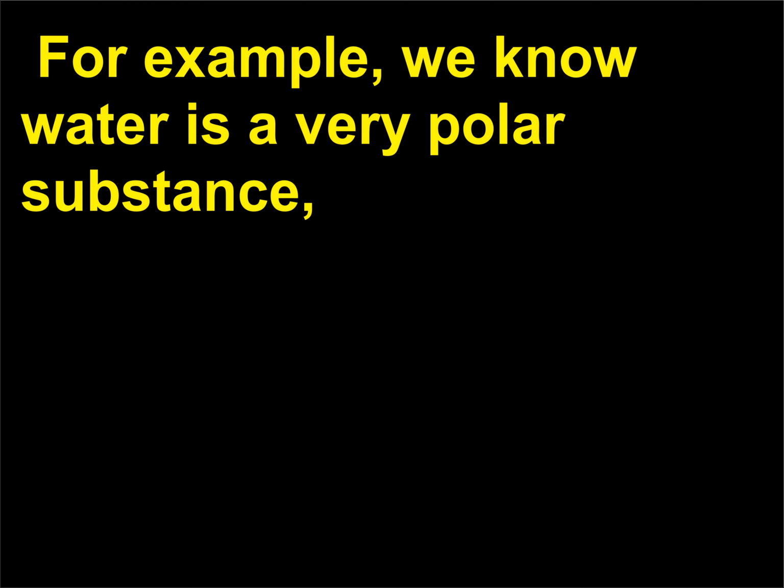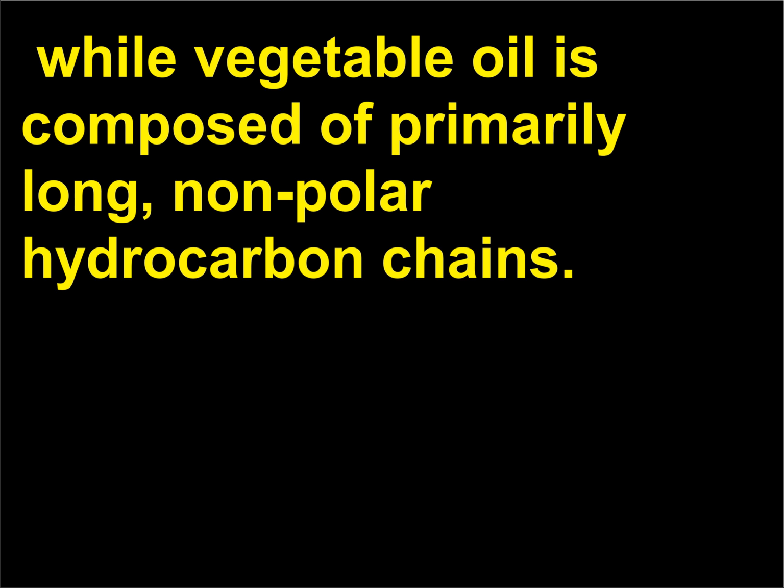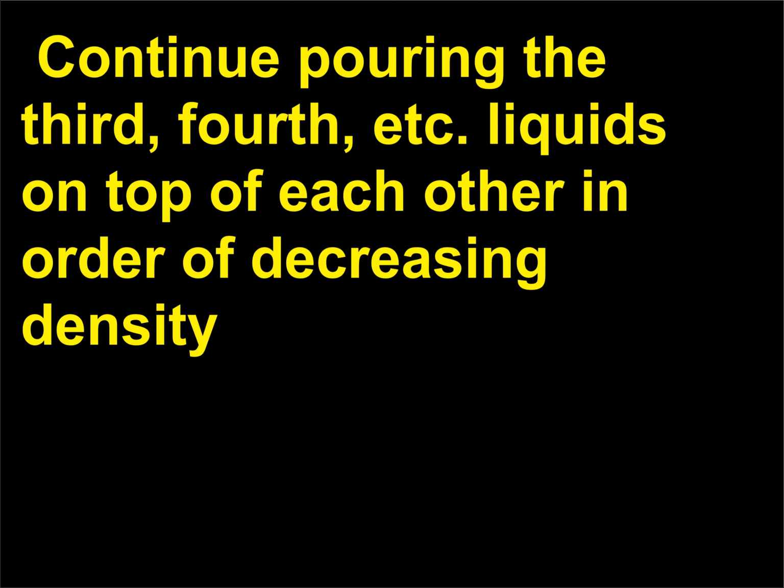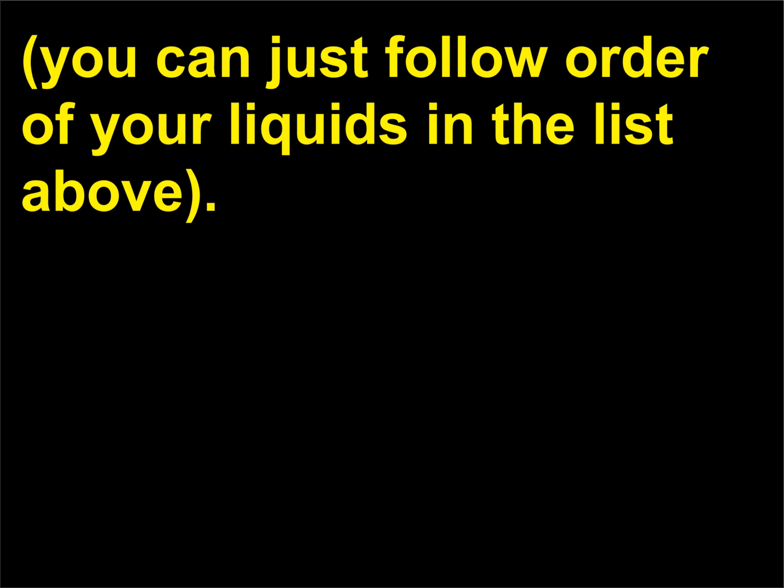For example, we know water is a very polar substance, while vegetable oil is composed of primarily long, nonpolar hydrocarbon chains. These do not interact favorably with one another, and prefer to stay in separate layers. Continue pouring the third, fourth, etc. liquids on top of each other in order of decreasing density. You can just follow the order of your liquids in the list above.